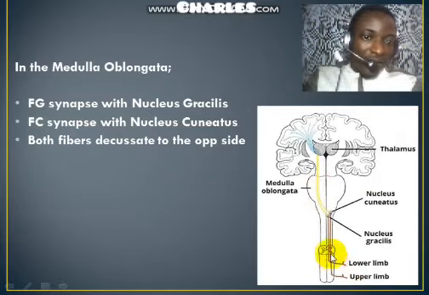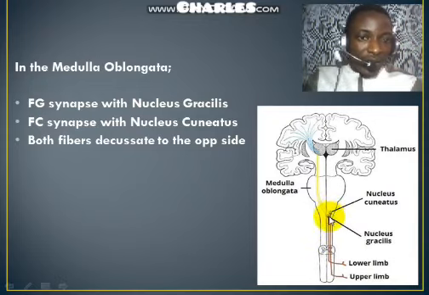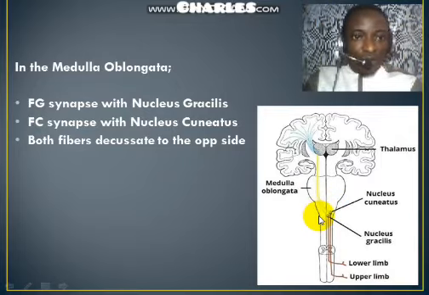Now, the fiber started from this point. When they get to the medulla, they synapse with their respective nucleus and then they cross over the midline to the opposite side of the cord. This crossing over, this is the midline. This crossing over of both fibers to the opposite side of the cord is known as decussation. Alright, defection.